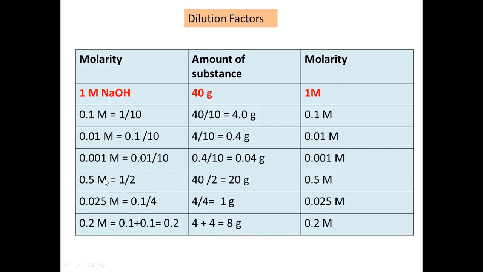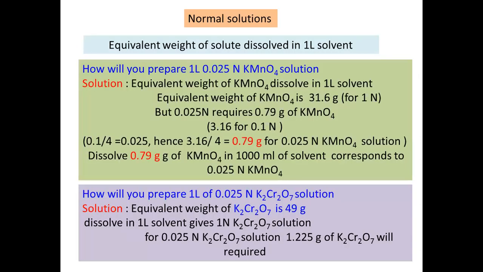So 0.5 is half the quantity of 1 molar. So the 1 molar quantity divided by 2 is 0.5 molar. That corresponds to the 0.5 molar solution. In this way, we can do some calculations to prepare different types of solutions. The normal solution is another important solution that we use in the laboratory. How to prepare the normal solution?